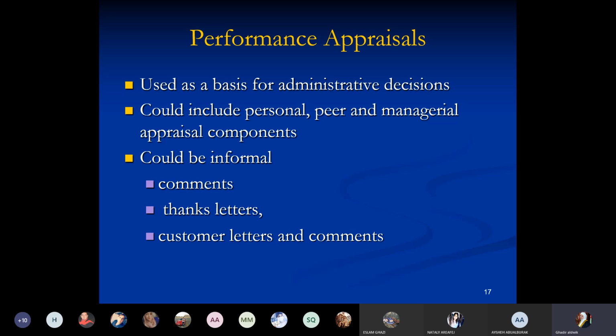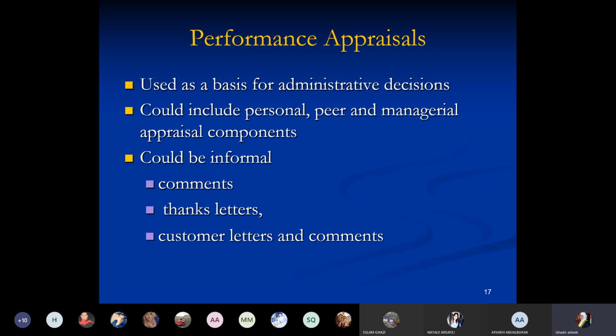It includes two things. It could be informal or formal. Informal appraisal is like comments, when I say thanks, okay, thank you, or you are excellent. These comments are considered informal performance appraisal. Thanks letters too. Yes, when we receive, for example, a thanks letter for a distinguished employee.